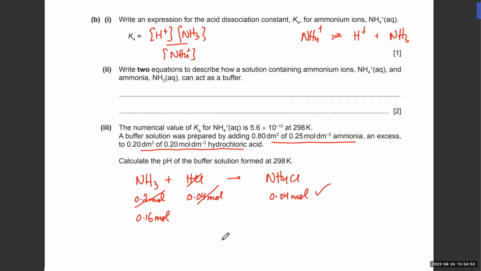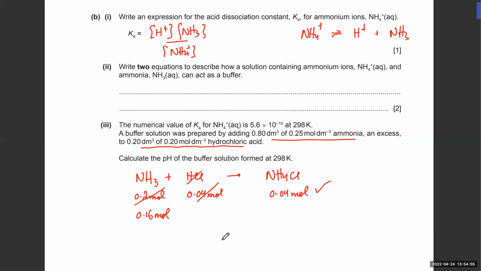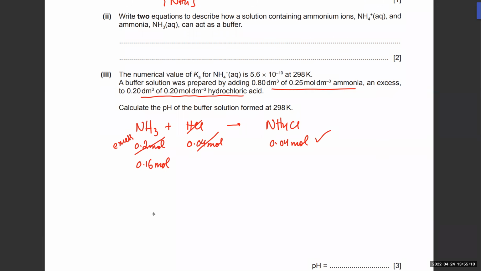So एक से 0. अच्छा सही. But the excess में था ना, this was in excess, right? Because it's 1:1, na? So 0.04 will react with 0.04. So out of 0.2, 0.04 will react. So you're still left with 0.16 moles. So at the end of the day, your container has 0.04 moles of NH4Cl getting produced. And then there is the leftover NH3, which is 0.16 moles.